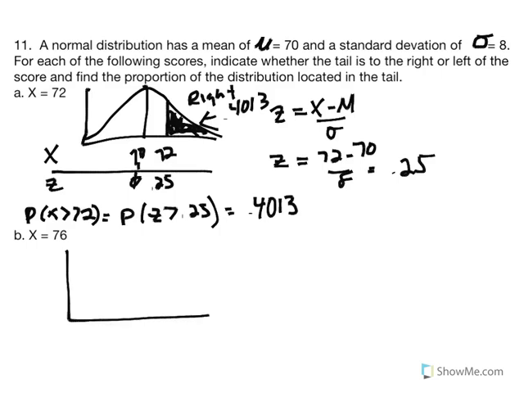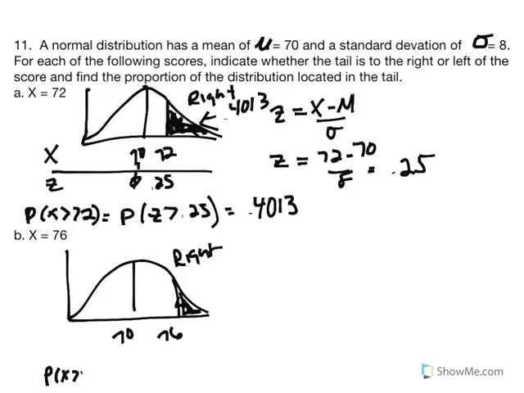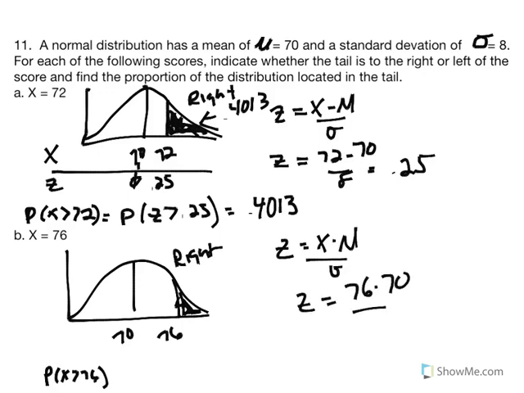All right, the next one, we have a mean of 70 and a score of 76, again to the right of the distribution. The tail is going to be to the right. Now we want to figure out the probability of obtaining an x value greater than 76. To find that out, we have to convert the score into a z-score. So z is equal to 76 minus 70, divided by 8. If we do the math, we find that a score of 76 is three-quarters of a standard deviation unit above the mean.